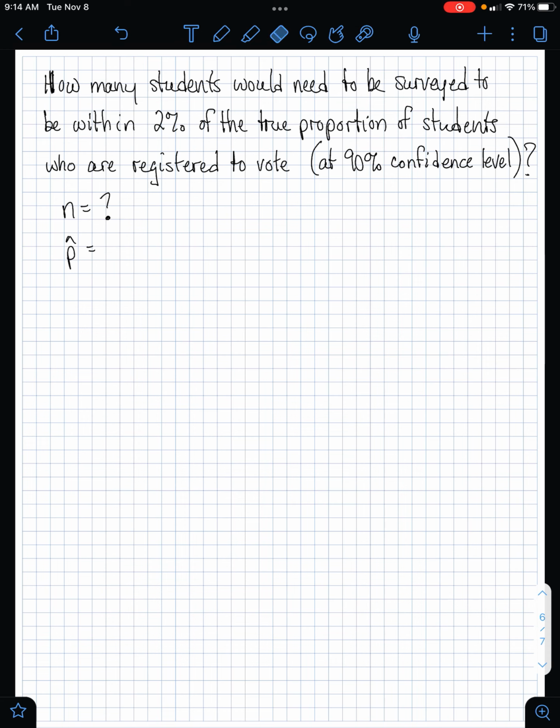Excuse me, very important thing here. We do not have p hat. And since we don't have it, we don't know what it is. In the original problem, p hat was 60% because of the 500 surveyed, we had 300 who were registered to vote. The problem here is we haven't surveyed anybody yet. We don't know how many to survey, and therefore we don't know how many we're going to get who are answering it. So the way that we deal with this is we assume a 50-50 chance.